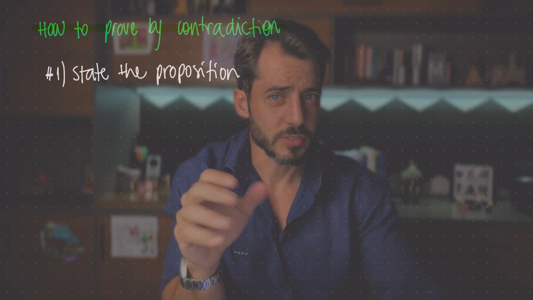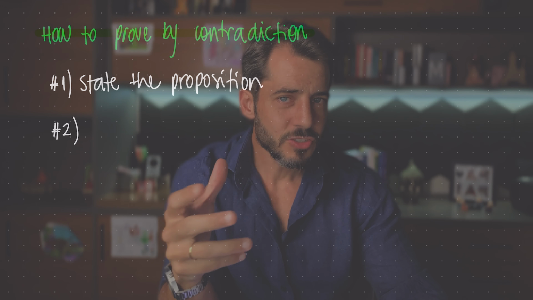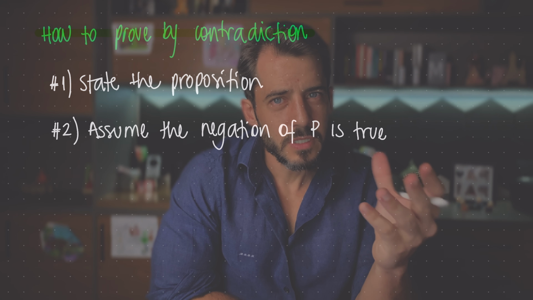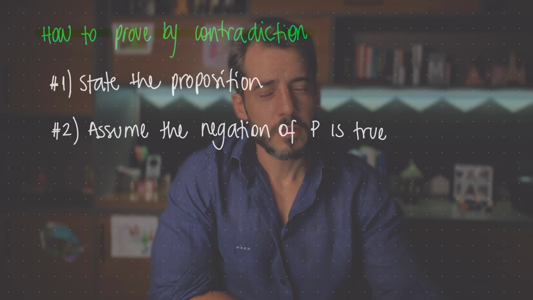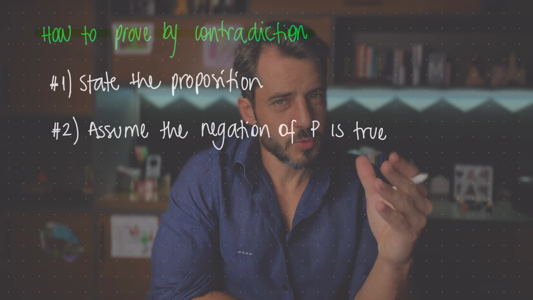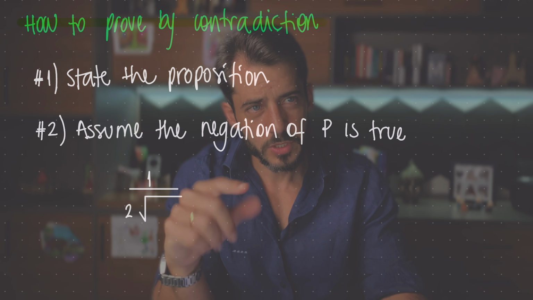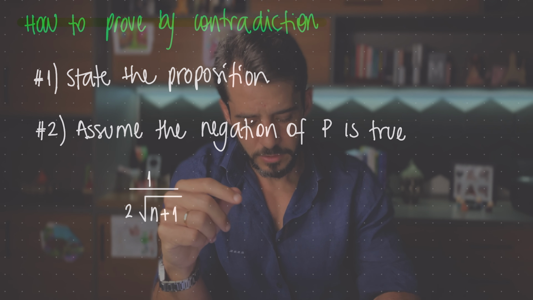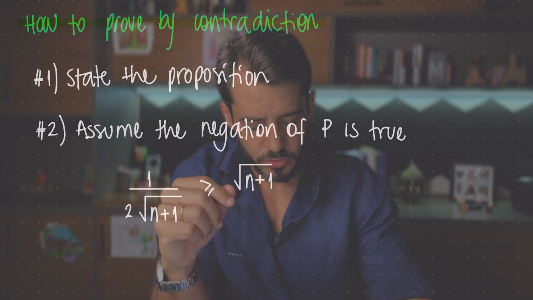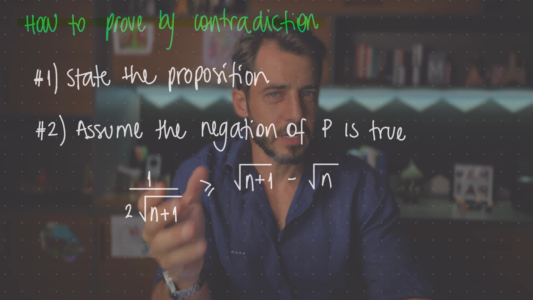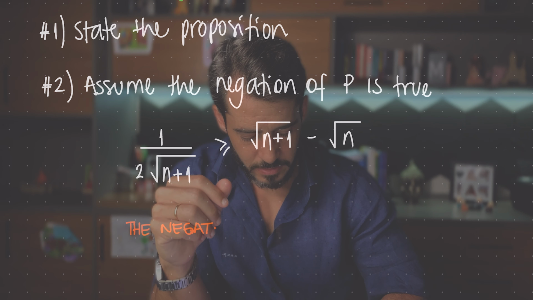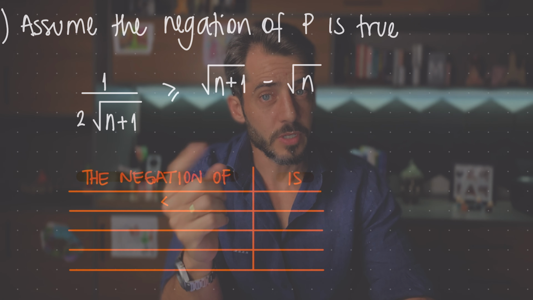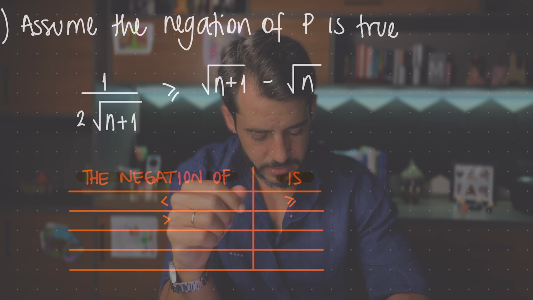So that's our proposition. Number two, we're going to assume that the negation of P is true. So we're going to assume that the complete opposite of P is true, which means in exercise number 1, and we're going to go through it with a little bit more detail later on, we'll assume that 1 over 2 root n plus 1 is not less than, but greater than or equal to the root of n plus 1 minus the root of n. And it's important to state right now that the negation of less than is not greater than, it's actually greater than or equal to, and the negation of greater than is less than or equal to.